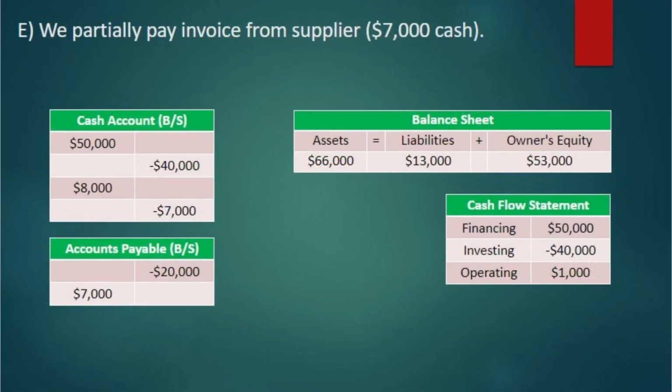We partially pay the invoice related to inventory purchase. We credit cash for $7,000, and we decrease our accounts payable, debiting the same amount. This transaction will be included in the operating section of the cash flow statement. The consolidated balance sheet overview is updated accordingly. Both assets and liabilities went down by $7,000.